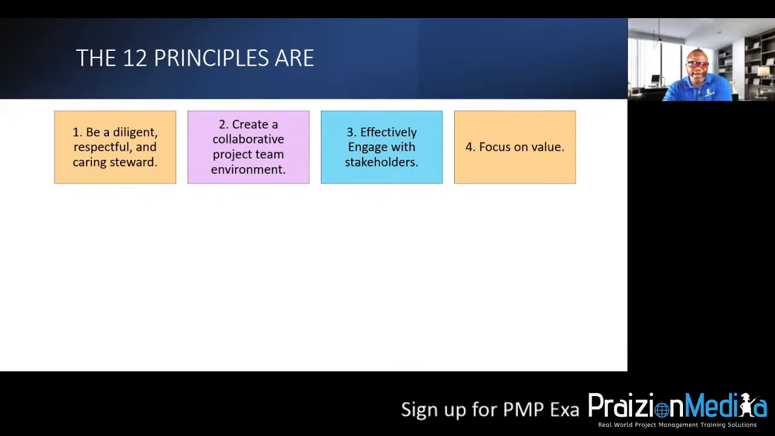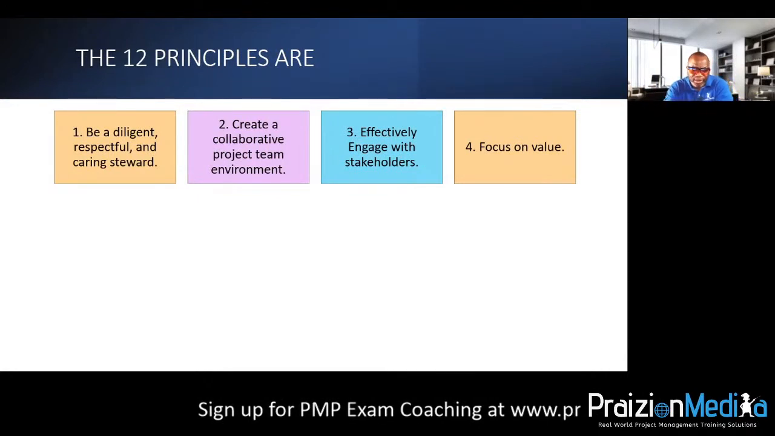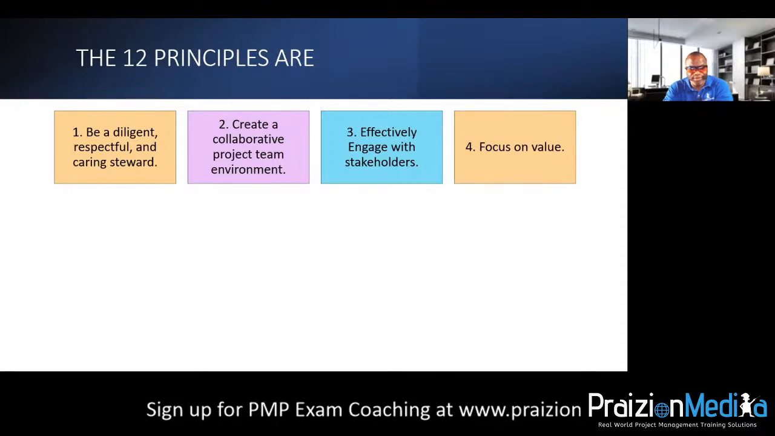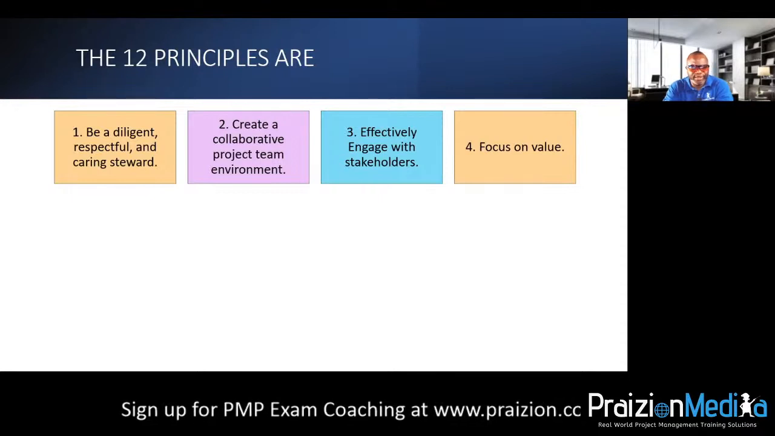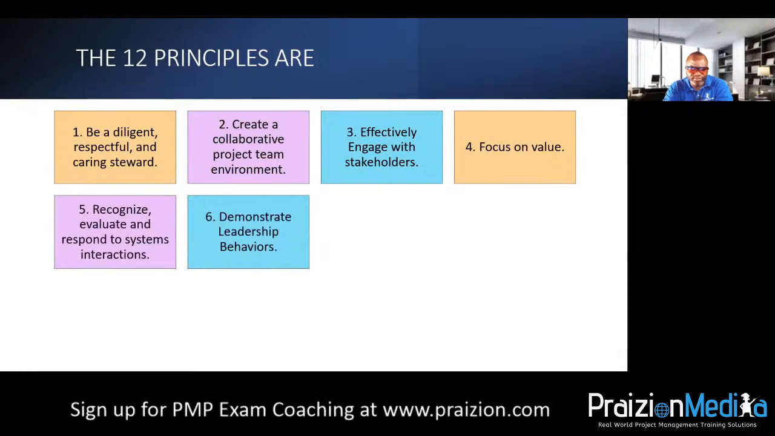Number 5, recognize, evaluate, and respond to systems interactions. Makes complete sense. Systems thinking at a higher level. Don't just think about one piece in the puzzle. Think about the ultimate puzzle and all those pieces and how they interact. Whether you're thinking about how schedule relates to scope, or scope relates to risk, or risk relates to procurement, makes no difference.